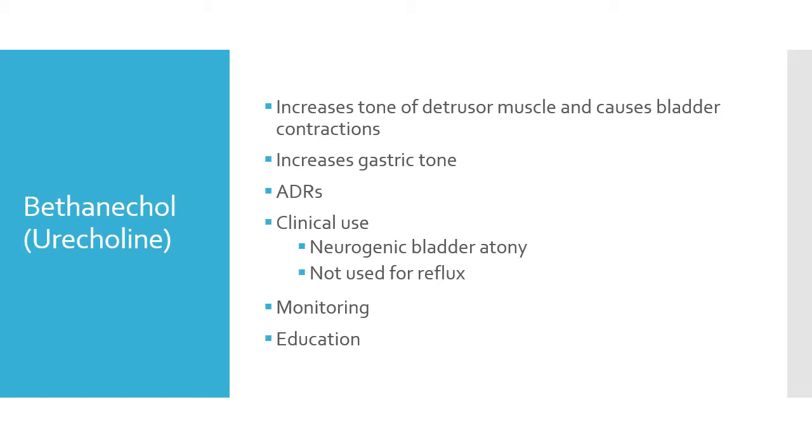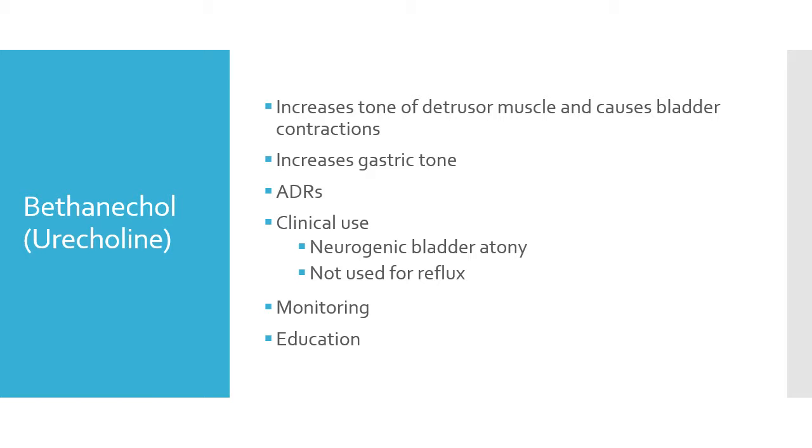Bethanechol is a medication that increases the tone of the detrusor muscle and causes bladder contractions, and that's what we really see it used for. We do not see this drug used to increase gastric tone, although that is an indication for it. It is really used by urologists.